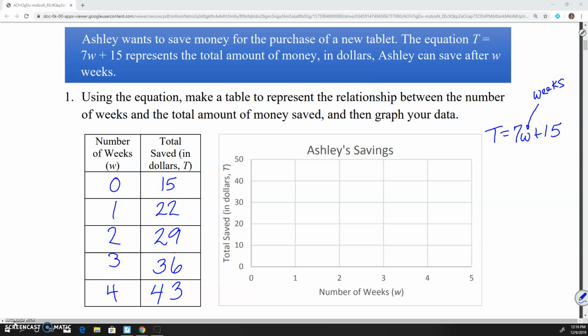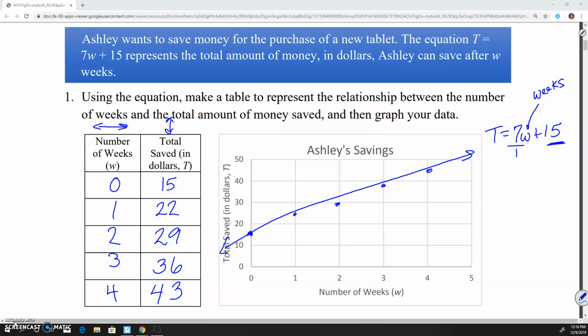Okay, let's graph it. I can go over 0. This is always my over. This is always my up, right? Over 0, up 15. Over 1, up 22. Over 2, up 29. Over 3, up 36. Over 4, up 43. There's my line, if I could draw a straight line. I could have also said, well, we start at 15. I go up 7 over 1, up 7 over 1, and so on. I could have done it that way, right?